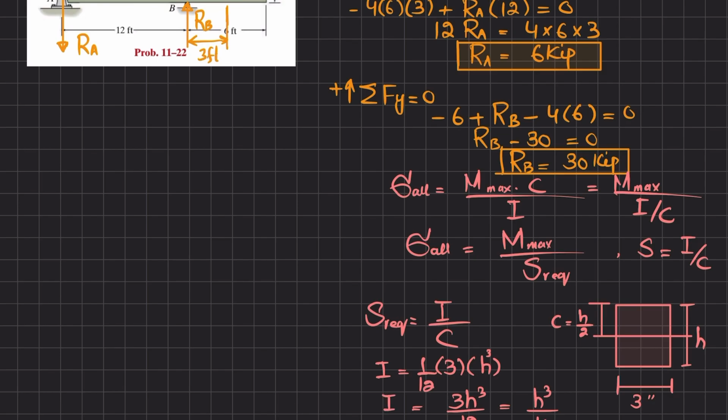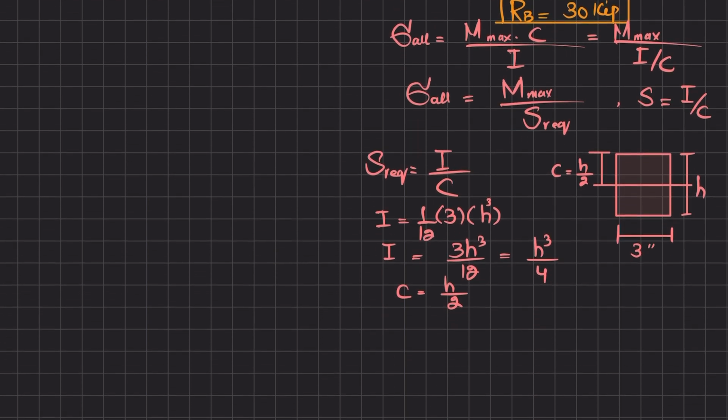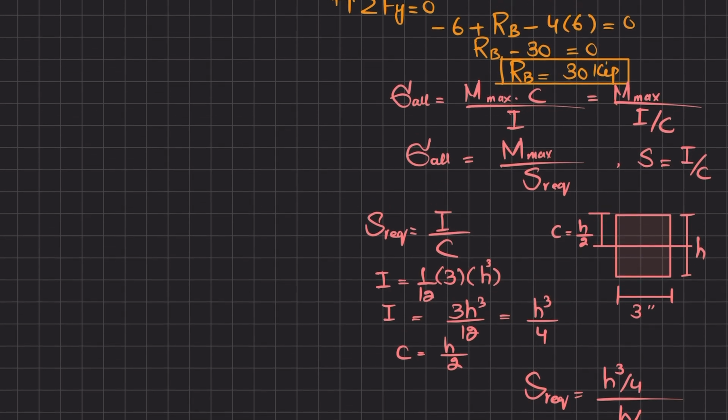and C is equal to h by 2. So what if I put it over here? So we will get required section modulus is h cube over 3 divided by h over 2. So the required section modulus will be equal to h square over 2, which is equal to 0.5 h square. So we have the required section modulus clear.